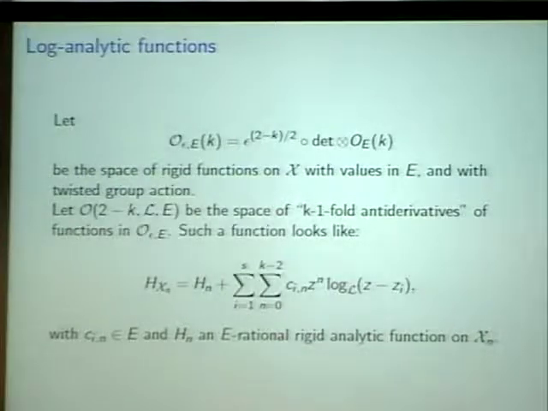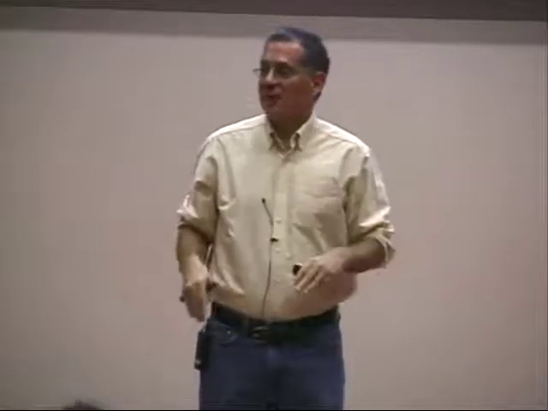Okay? So in the weight 2 case, k minus 1 is 1. And you remember that on the upper half plane, if you look at O of 2, these are the de Rham cohomology, I mean, these are the one forms on the p-adic upper half plane. And they're typically not exact. I mean, there's a huge de Rham cohomology group. But the reason they're not exact is because of the residues on all the annuli.